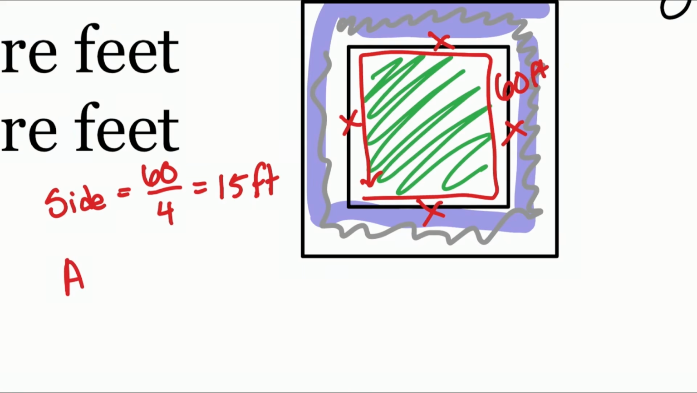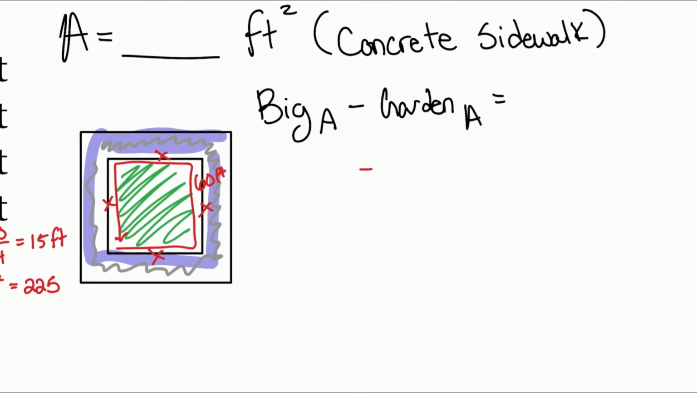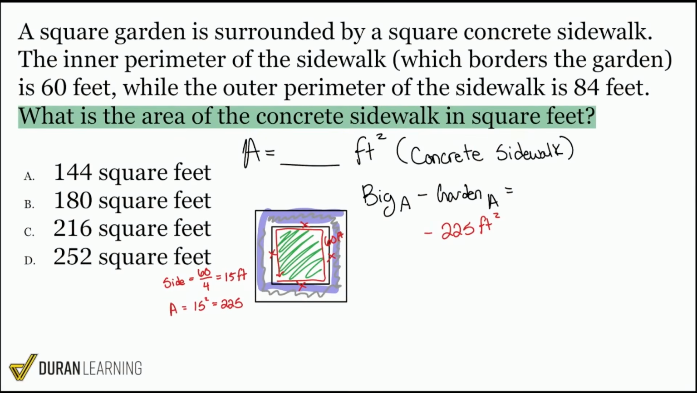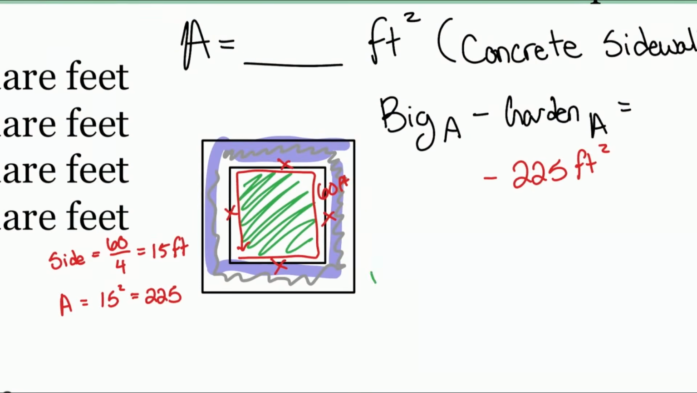To get the area of that small square, that is going to be 15 squared, 15 times 15, which is 225. So the area of the garden is 225 square feet. Now, what's the area of the big part, the entirety of this property? Well, the outer perimeter of the sidewalk is 84 feet. So what they're telling us is if you go all the way around, it's 84 feet. Excuse me, I wrote 8. Let's write 84.